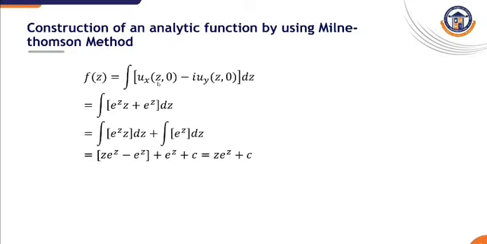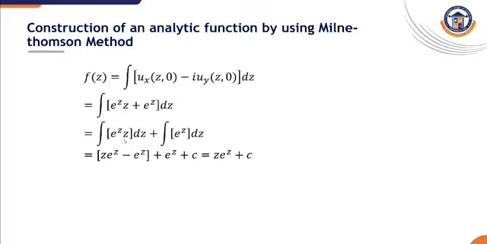So we know that u of x value is e power z into z plus e power z into dz, and the second value will be entirely 0. Now integrate this value with respect to z. e power z into z is e power z. We split the two terms of the integration, and next the integration of e power z into dz.